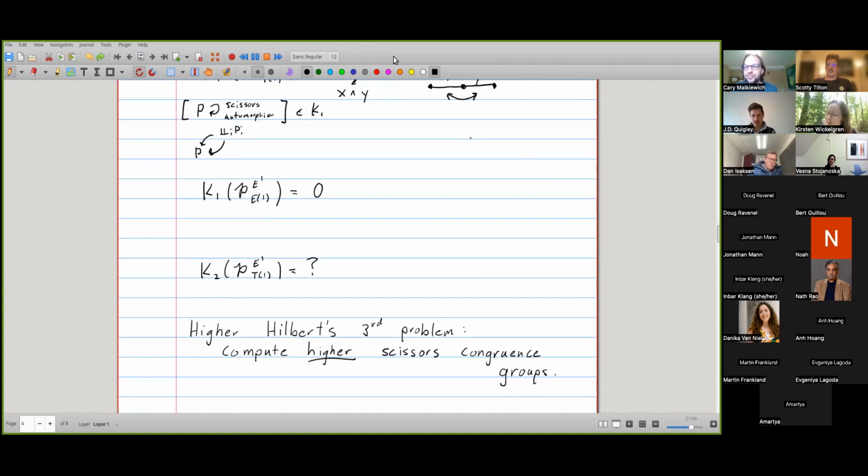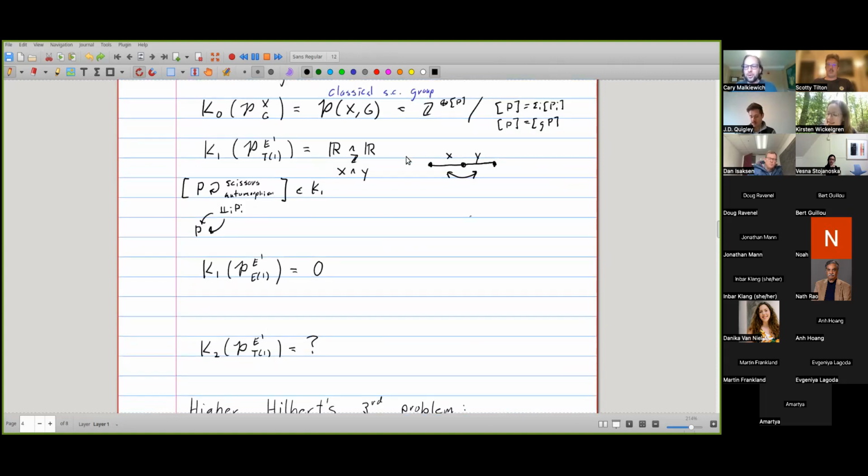Can you explain your picture one more time for the K1? Oh yeah, absolutely. So this picture here? Yes, please. Okay, so, right. I'm going to map this interval back to the interval. Let me do it this way. I'm going to send the X here. And I'm going to send the Y here. So this is a scissors automorphism from the interval of length X plus Y to itself. Does that make sense?